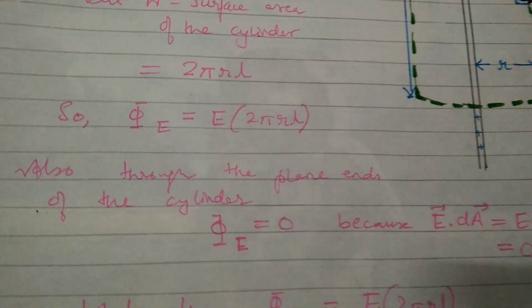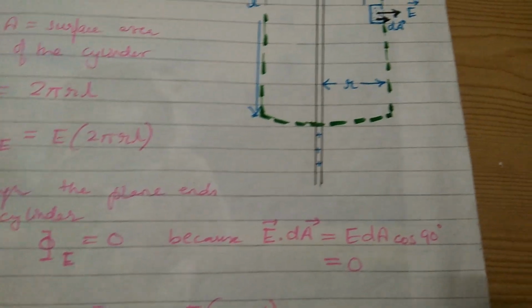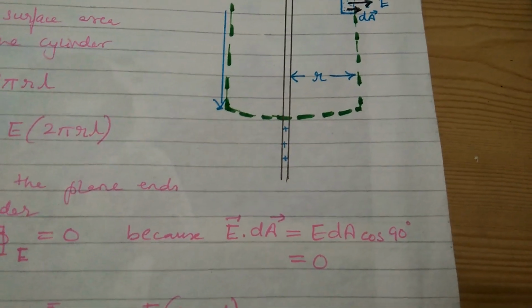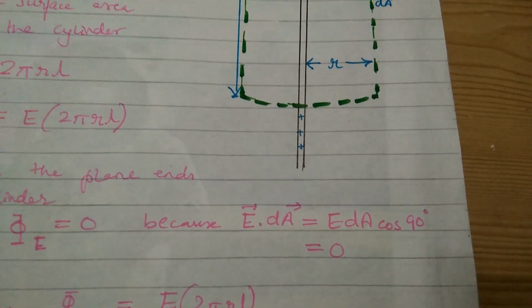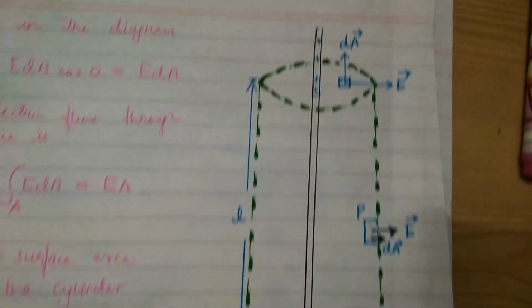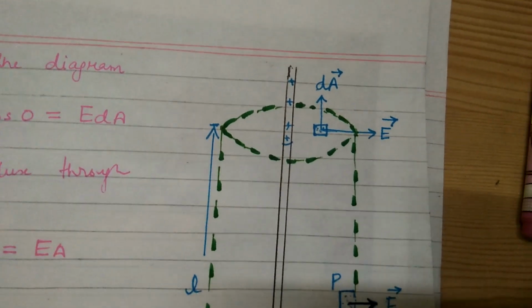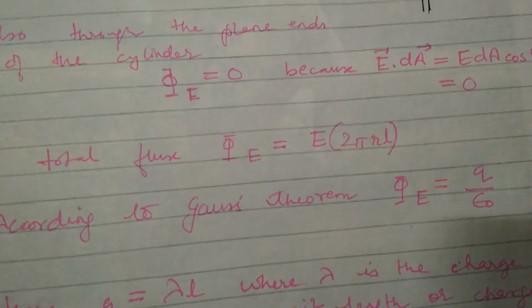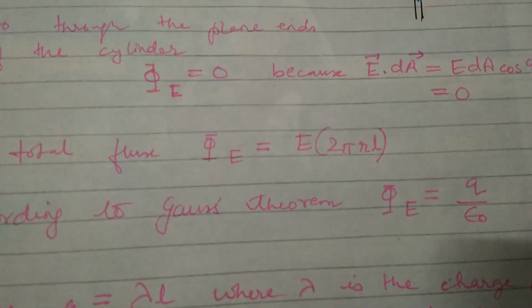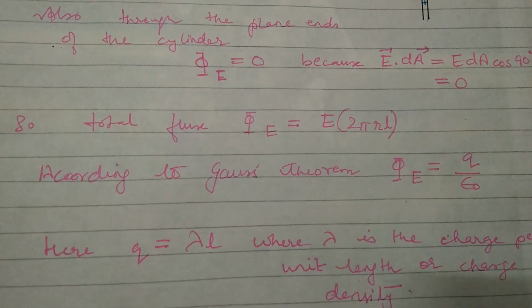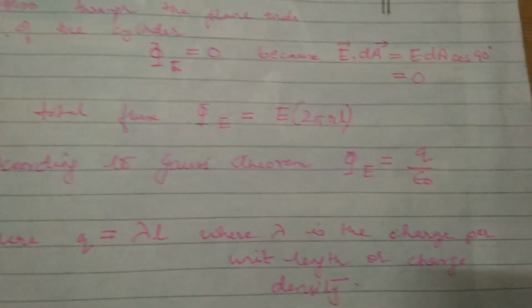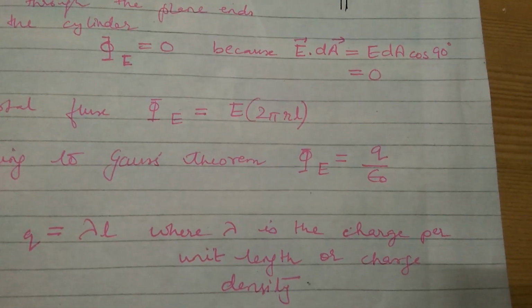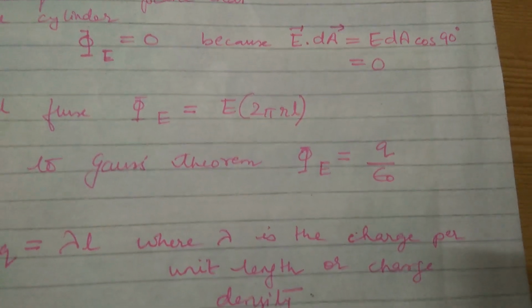Also through the plane ends, phi E equals 0 because E dA equals E dA cos 90, and cos 90 is 0. So there is no flux from the upper and lower ends. This is where the assumption that they are at 90 degrees comes useful. So the total flux is that going through the surface of the cylinder, which is E 2 pi RL. Now we equate it with Gauss's theorem, which says that the flux should be equal to Q by epsilon naught.